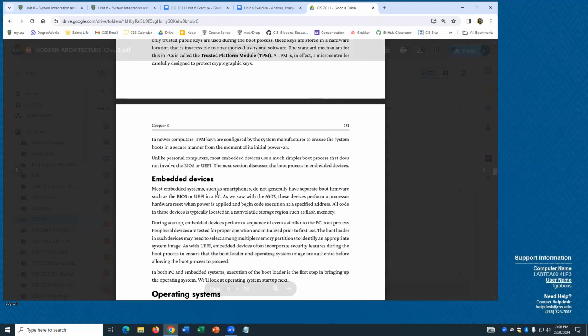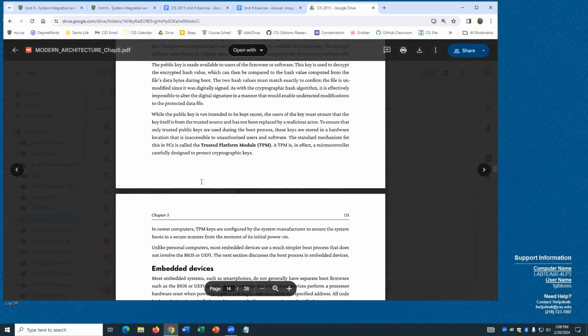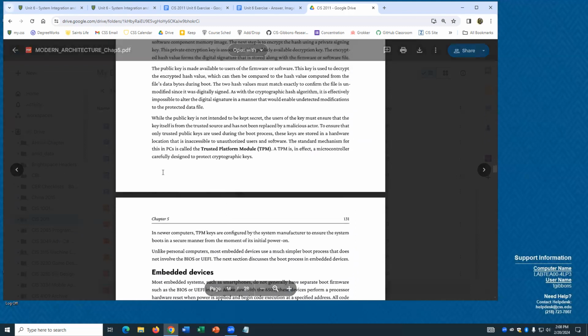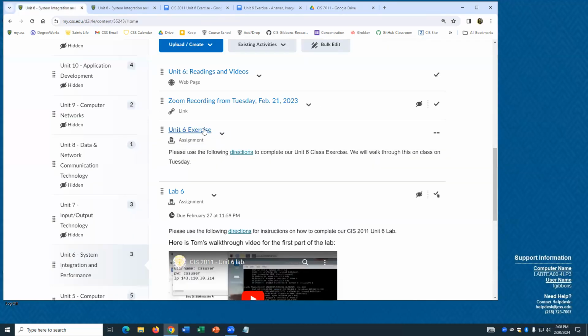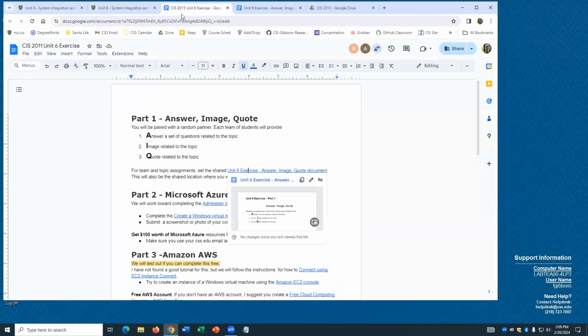Now, rather than lecturing all this, I decided we're going to do an activity instead. That involves you working and me not working. So go to the Unit 6 exercise and grab the directions here.